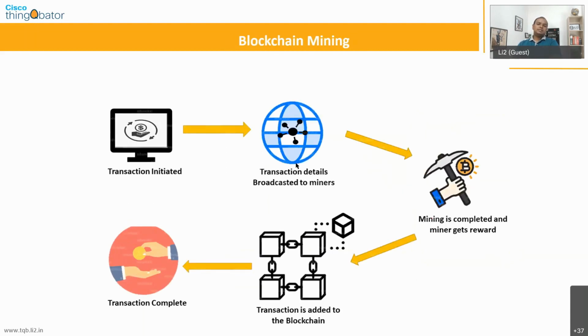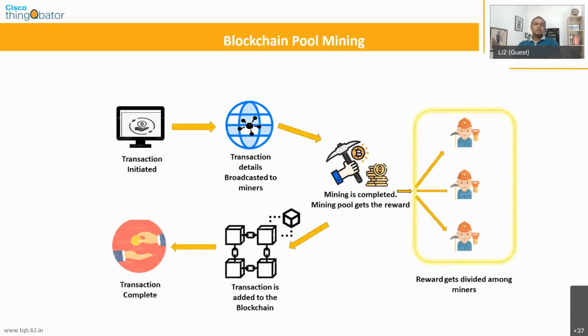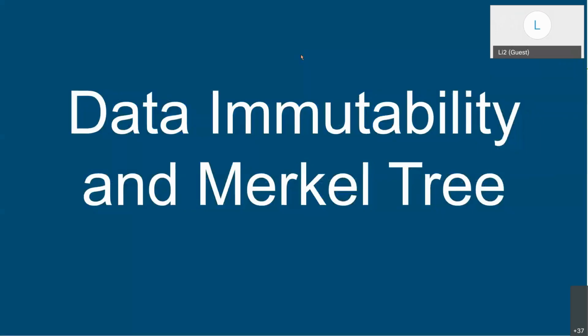So mining can be done either as an individual, or it can also be done in a group, which is more feasible in terms of the economics around it, because the difficulty of the networks is increasing every day, and it needs a lot of resources in terms of compute power as well as the energy resources required for the compute to run to mine new blocks into the blockchain, right? So this is about mining. Next, we are going to talk about data immutability and Merkle trees.